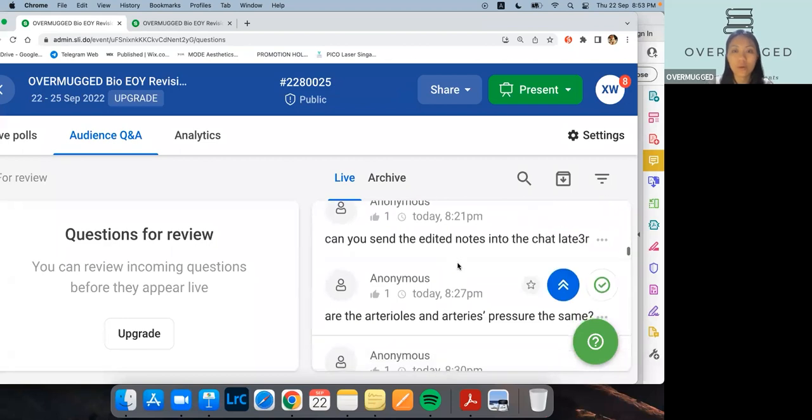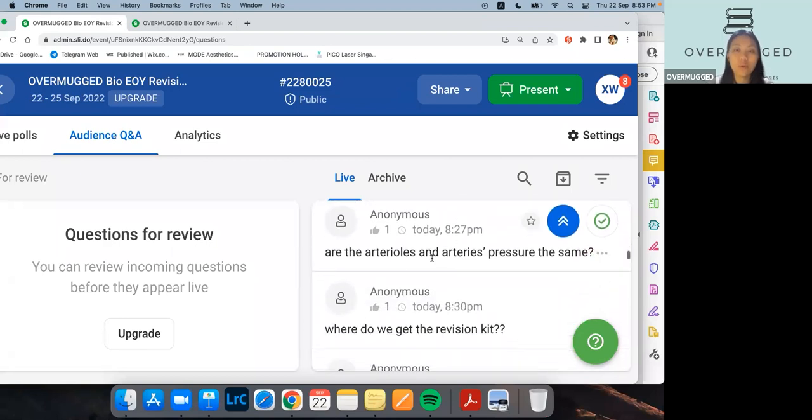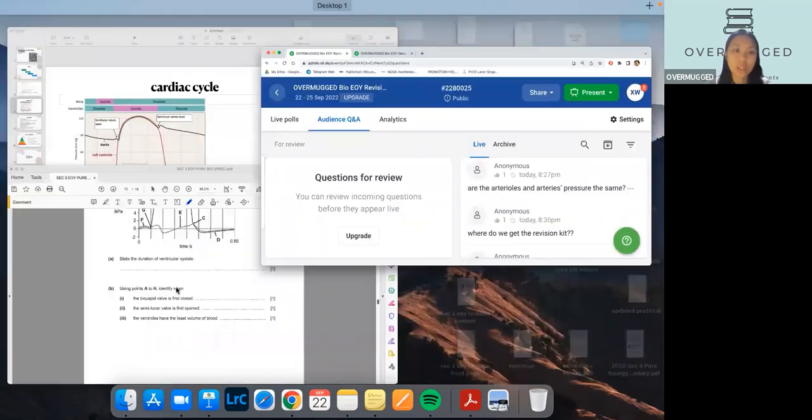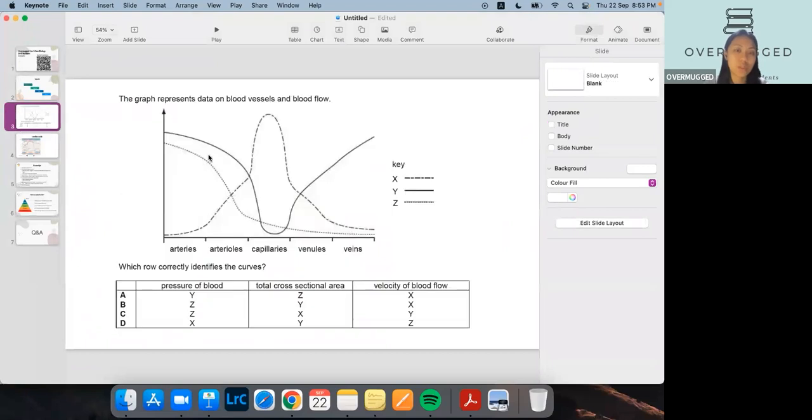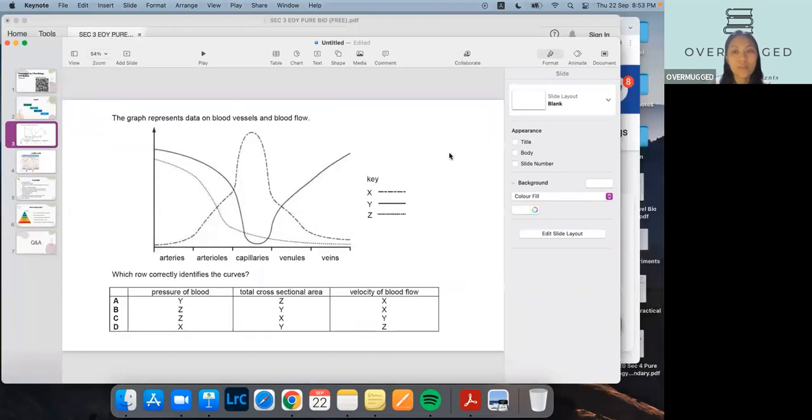Are the arterioles and arteries pressure the same? No. Just now we did the question. This is arterioles. The blood pressure already starts going down because it's further away from the heart. That's one thing. And the size of arterioles is also a lot smaller than arteries. So it's not the same.